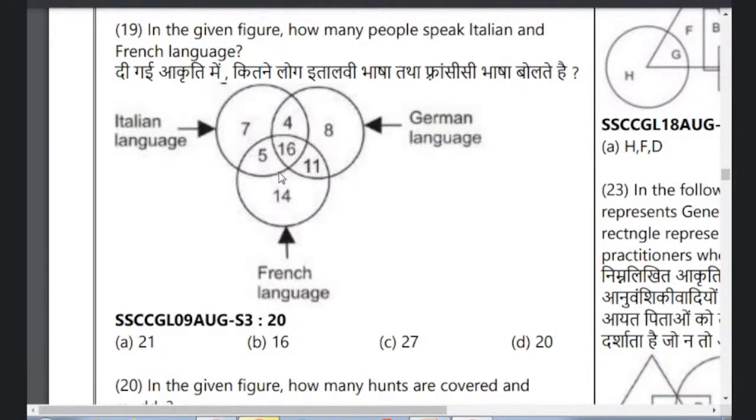Not the German, Italian and French. How many people speak Italian and French? Not all. There is option A, 21. Is there any mention that not the German? So we can select 16 also, because they speak Italian and French, and 5 people who speak the Italian and French. Okay.